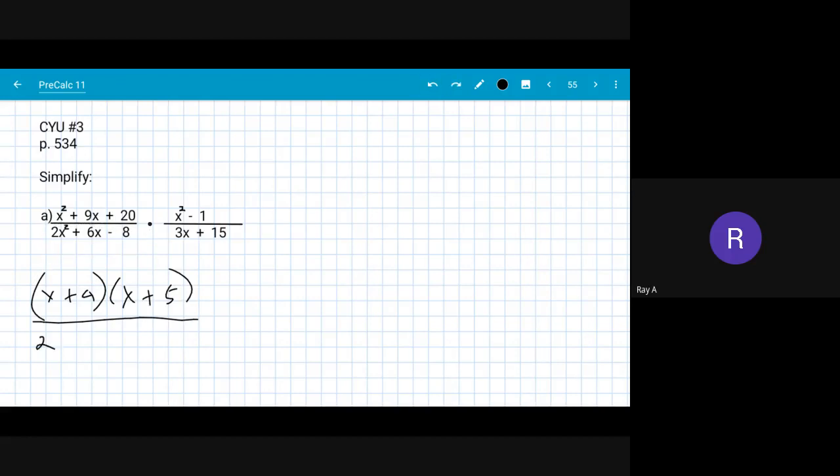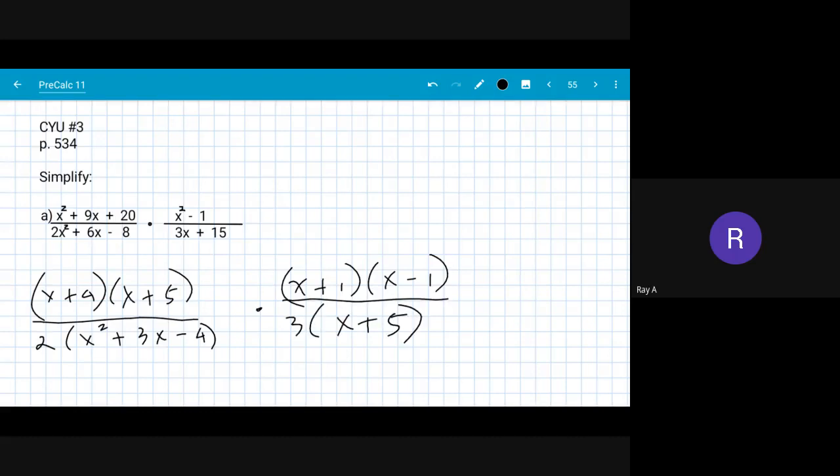Well, some of you would want to do it one step at a time. Let's factor out the 2 first. X squared plus 3x minus 4. All right. Times. So what are the factors of x squared minus 1? That is a difference of 2 squares. That's x plus 1, x minus 1. Okay. What can you use as factors for this? So that would be 3 times x plus 5.